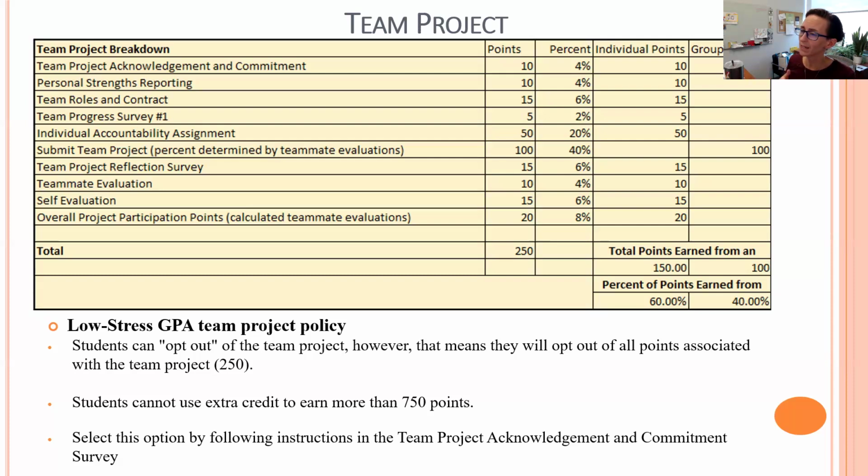Because the worst thing, the thing that really stinks, is when someone is stressed to the max and they don't have the time and they feel compelled to do this, but they know they can't do it. And then they never show up for their teammates and everyone's mad. We don't want that. So I provide this low stress GPA policy for you if you need it. But note that if you opt out, you're out. So you do not get those 250 points, and the maximum grade that you could get in the course is a mid-level C, a 75.